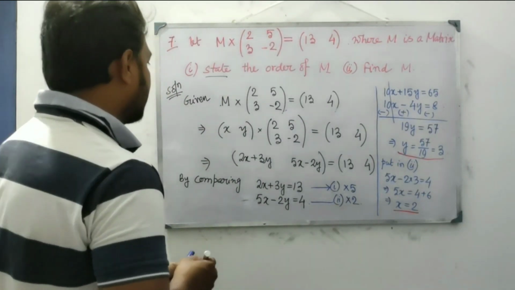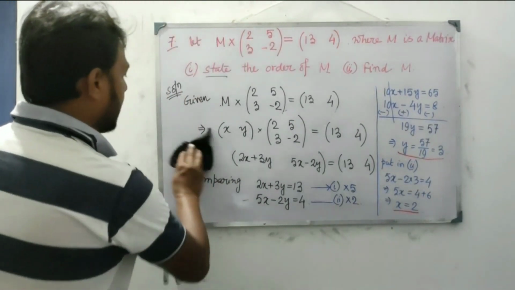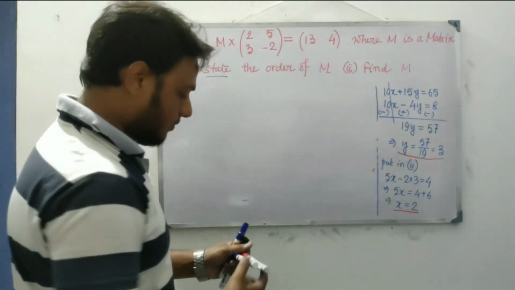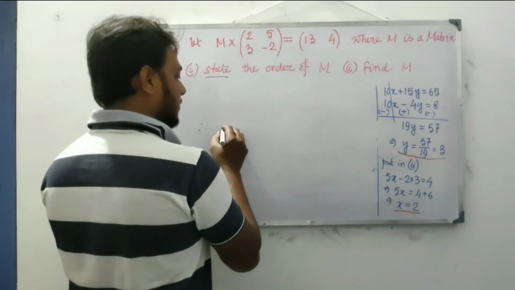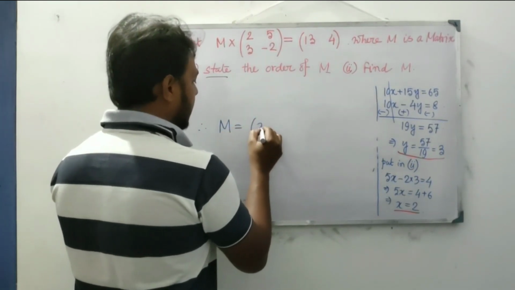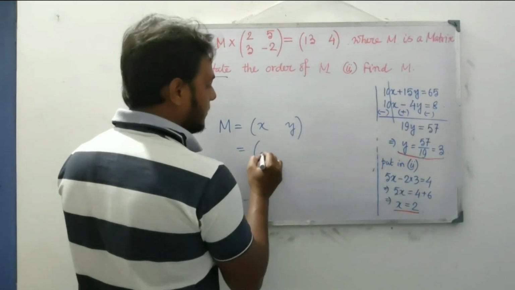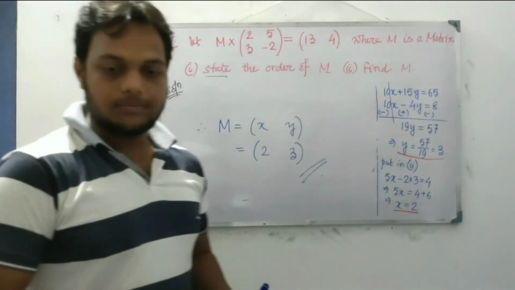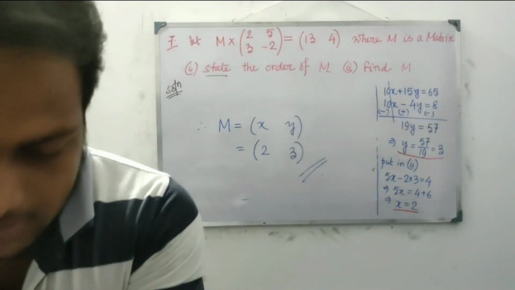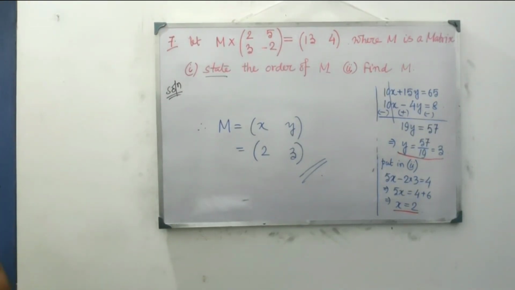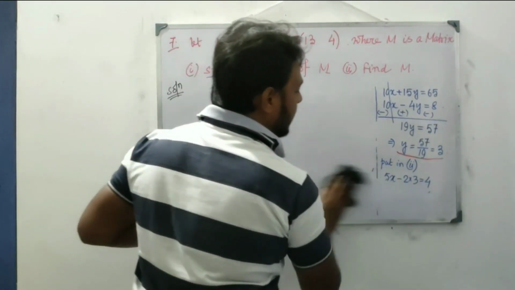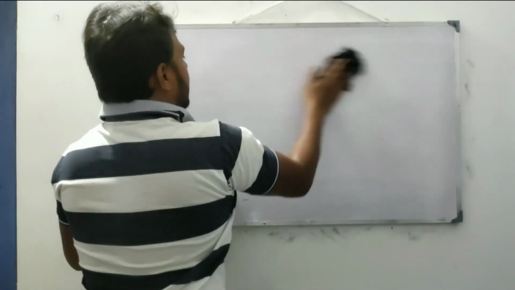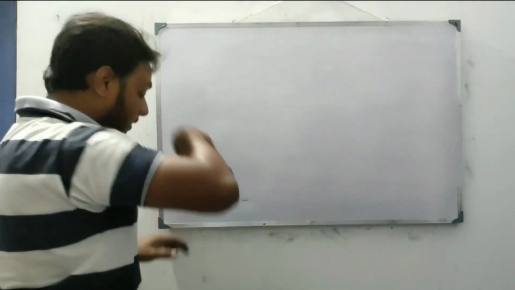Hence the matrix M equals what? Therefore M equals the matrix [x, y], so put the values: x means 2 and y means 3. So this completes the solution. Understood? Next, some important results. Some very important results.